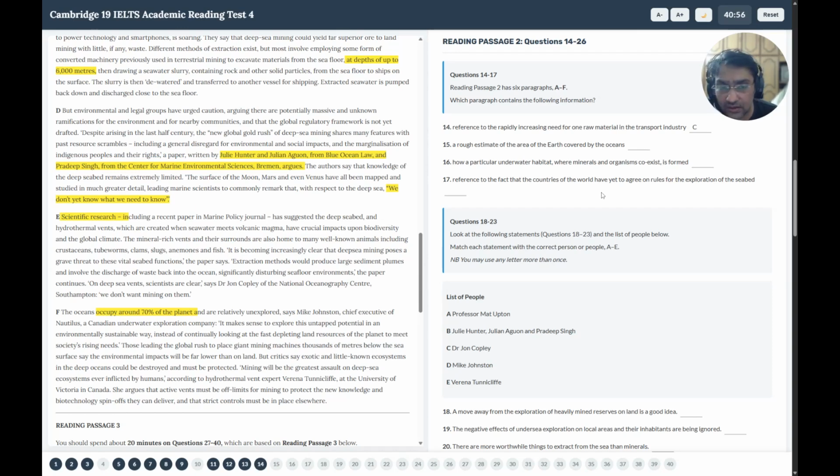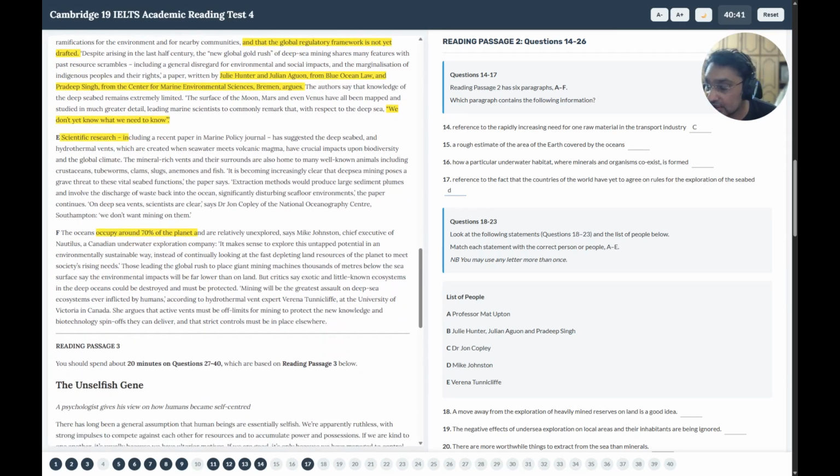I think the countries of the world have yet to agree, and that the global regulatory framework is not yet drafted. Yes, 17 is D. Okay, let's have a look at E.